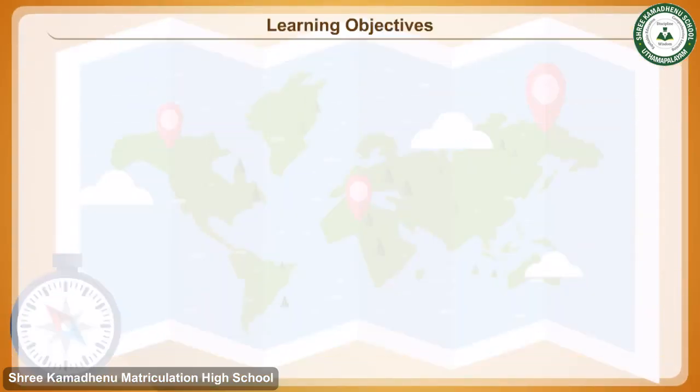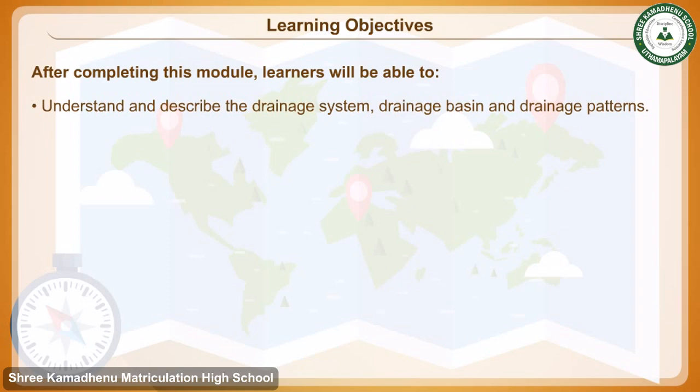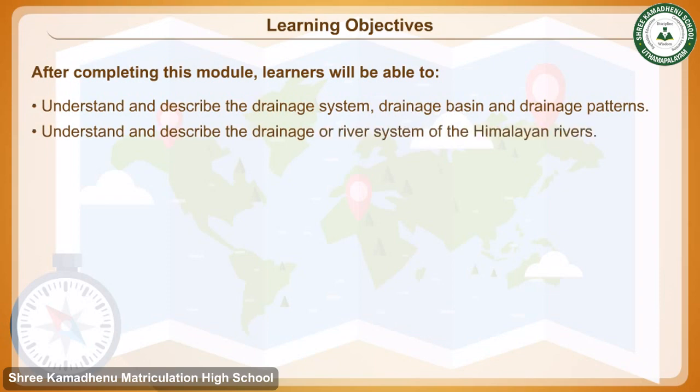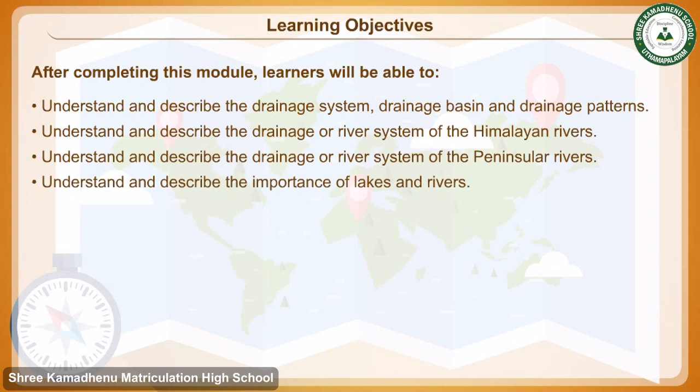Learning objectives. After completing this module, learners will be able to understand and describe the drainage system, drainage basin, and drainage patterns. Understand and describe the drainage or river system of the Himalayan rivers. Understand and describe the drainage or river system of the peninsular rivers. Understand and describe the importance of lakes and rivers. Understand and describe the river pollution and its causes.